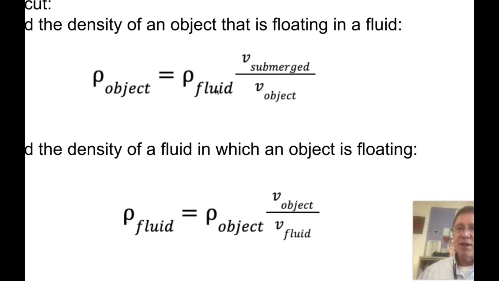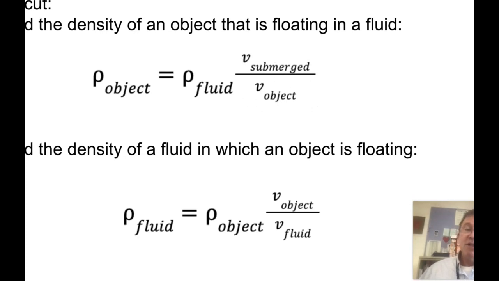All right, so that's a great shortcut to know. If you want to know the density of an object, you just say the density of the object is equal to the density of the fluid in which it is submerged or floating times the volume that is submerged divided by the total volume of the object.